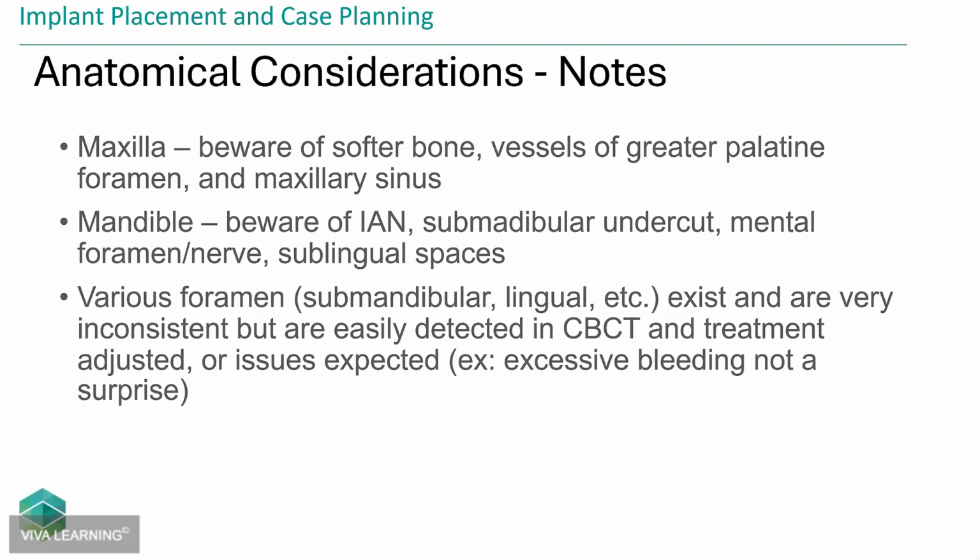when I look at a cone beam and I look at the mandible, the number one thing I'm worried about is the inferior alveolar nerve. I'm also looking at the buccal shelf to see whether it's a little bit backwards, where I really can't get a good restoration, because just because you have good bone doesn't mean it's a good place to put an implant.